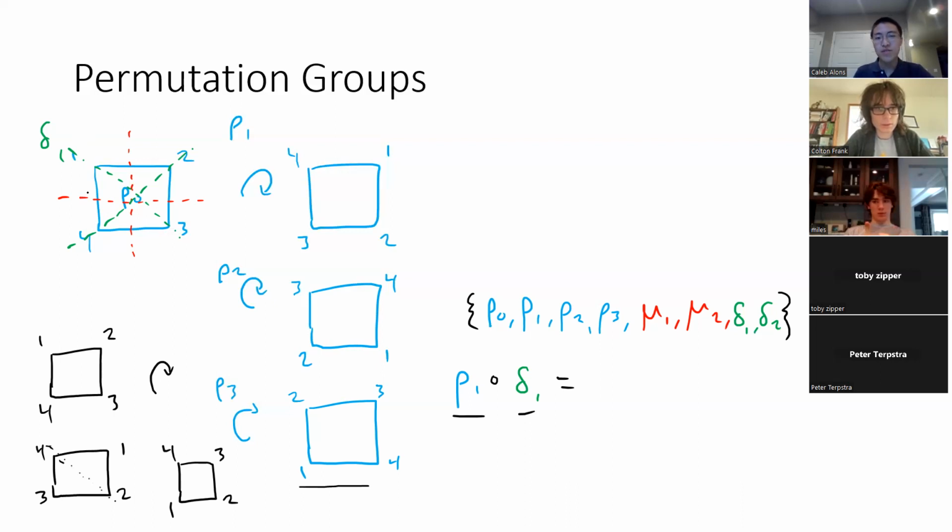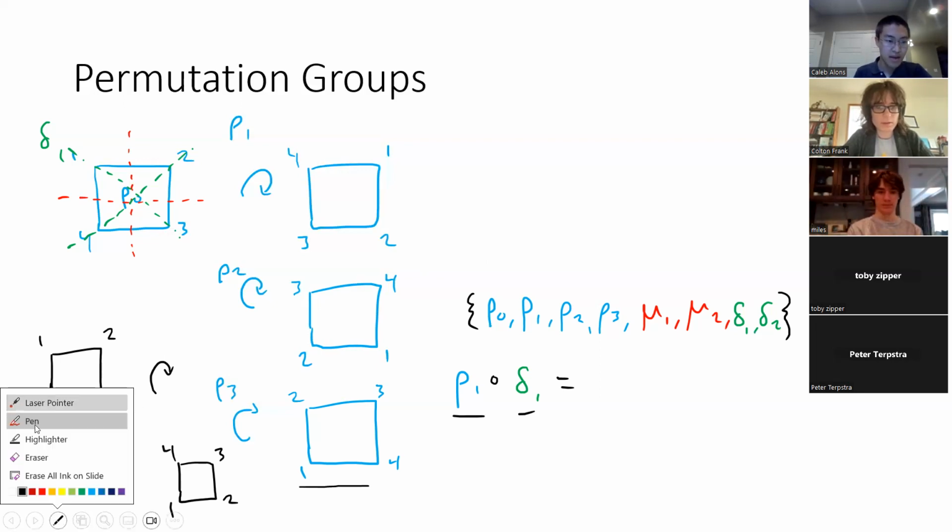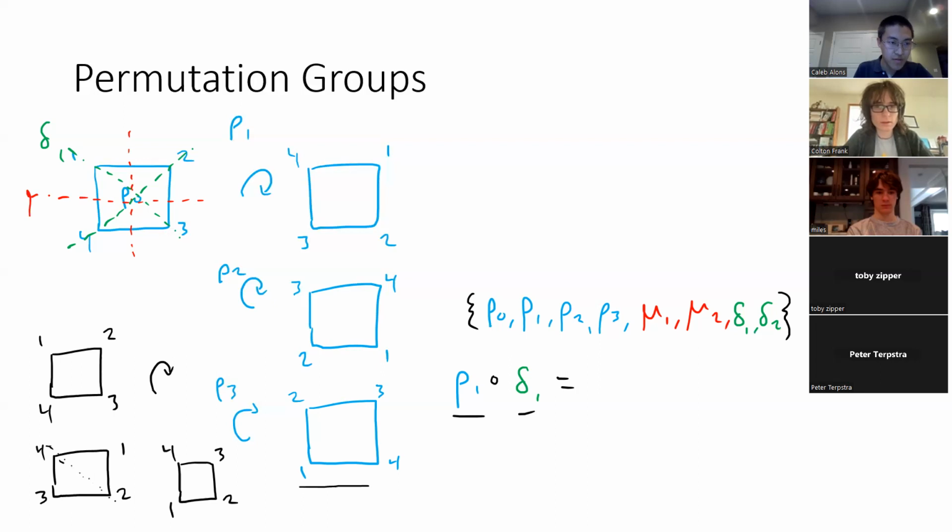Don't forget the red ones. Don't forget that you can do rotations of symmetry about the red axes here. Do you see it? Yep. Here's move 1. This is move 1.